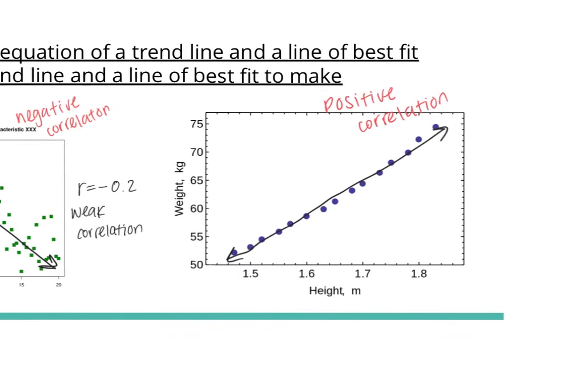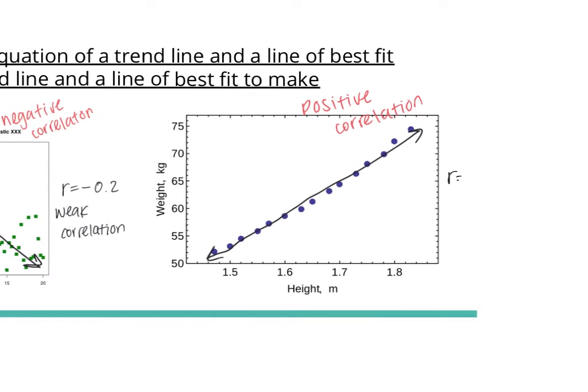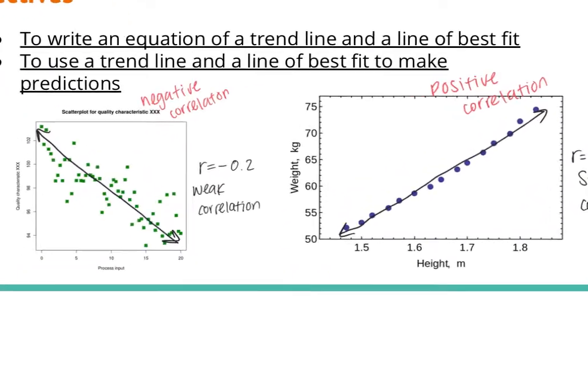Now, the graph on the right, it's a positive correlation, so R is going to be positive. And we can put R is equal to 0.95. This is a very, very strong correlation. The reason this is a strong correlation is each of those blue points is very, very close to our line. Do you guys agree? Do you see the difference between the green graph and the blue graph?